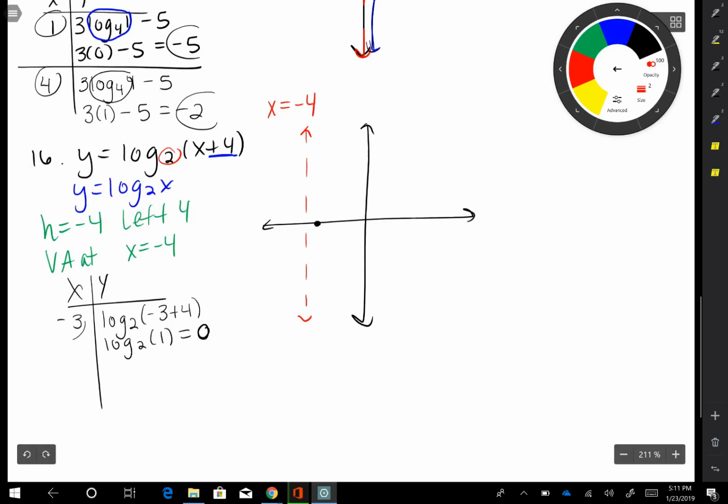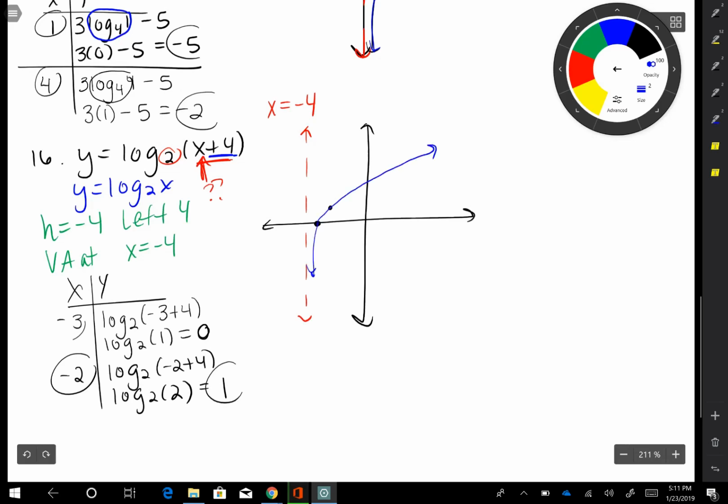For my next point, I look at my base. My base is 2. So my first power of 2 is 2. So I ask myself, what would I put in for x to make that, in parentheses, 2? That would be negative 2. Because negative 2 plus 4, ready for this, is 2. And log base 2 of 2 is 1. So that was a nice one. I put in negative 2, I got out 1. Boom. And now I can draw my graph and be on my way.